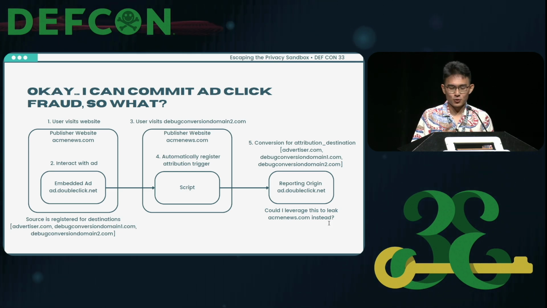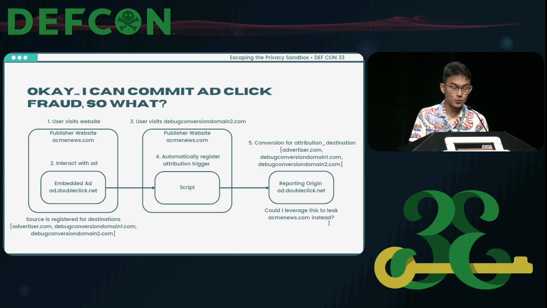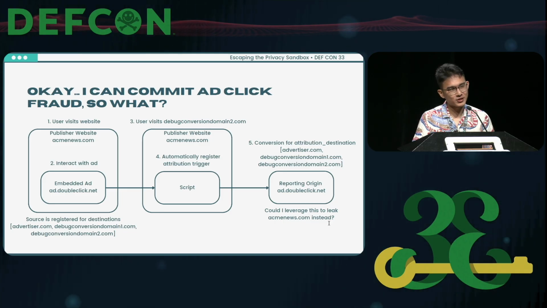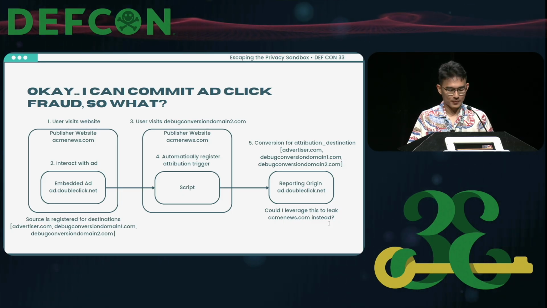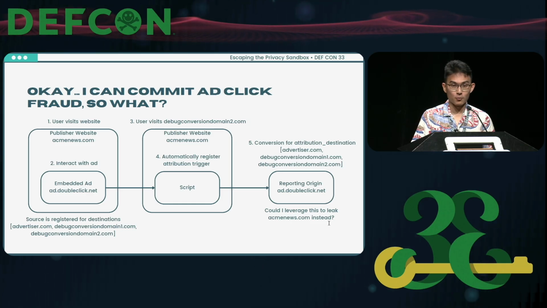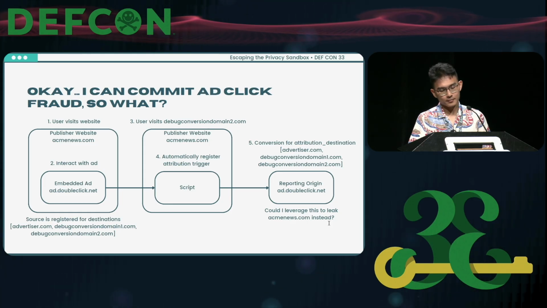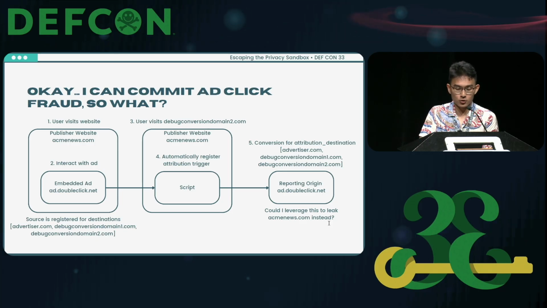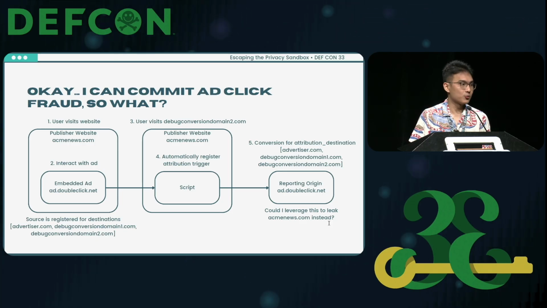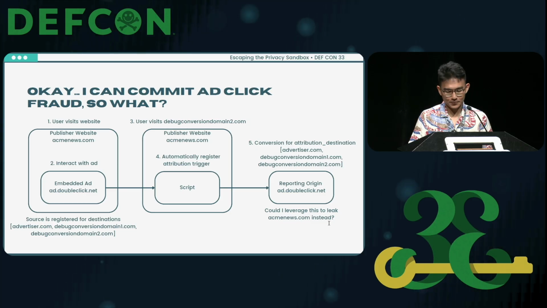On the surface, if you understand and look through the Attribution Reporting API, this isn't super serious. It seems like you can maybe perform ad click fraud. So if a user visits a website and you interact with the ad, and we now know that Google DoubleClick ads injects these 2 additional destinations for every single ad out there, if they then visit my attacker-controlled site, which is now debugconversiondomain1 or 2.com, I could then trigger an attribution, and this would be counted as a conversion. So, okay, cool, but not super crazy.